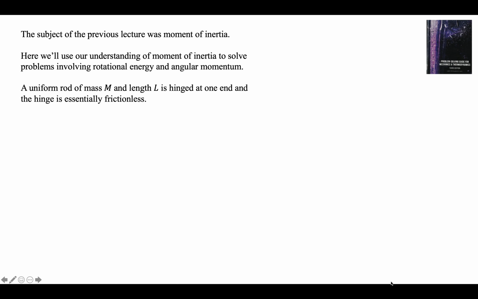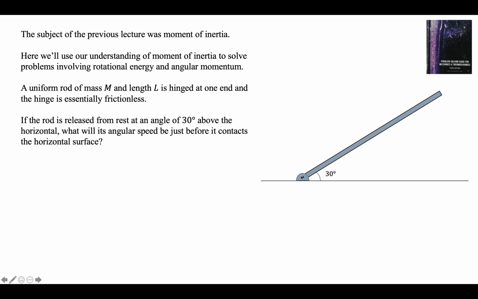Similar to the smokestack of the previous lecture, we have a mass M and length L rod hinged at one end. The hinge turns without friction. The rod is released 30 degrees above the horizontal. So we're holding it here and we let it go. What's the angular speed omega when it's horizontal, just before it hits the surface?